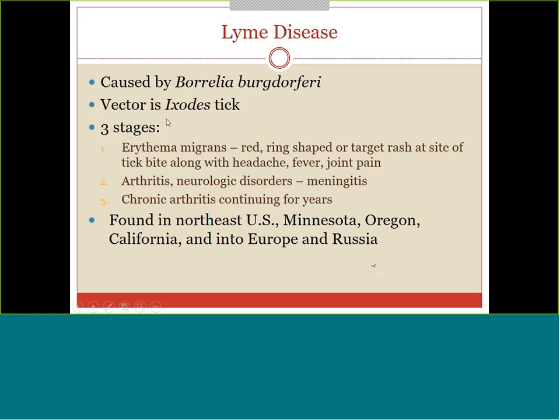So when somebody first gets Lyme disease, the first stage is they will get this erythema migrans, which is basically a target rash at the site of that tick bite. So where that tick was, they will get this rash that looks like a target, kind of like the store Target symbol. Now, not everybody gets that rash, but greater than 70% of the patients with Lyme disease will have that rash. So the majority do get it at some point. They'll also see headache, fever, joint pain. Then it will go into the next phase, arthritis, neurologic disorders that can involve meningitis, and then finally the third stage, which is chronic arthritis, which can continue for years and be quite debilitating and painful.